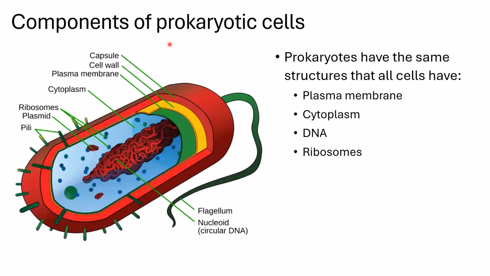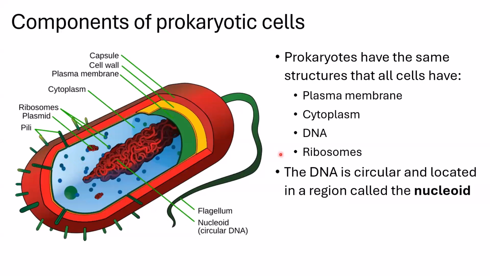Now let's talk about the components of prokaryotic cells. Like all cells, prokaryotic cells have a plasma membrane, colored here in green, a cytoplasm, colored in blue, DNA, colored in red, and ribosomes, represented by these dark blue circles. Prokaryotic DNA is actually circular. You may see what looks like a bunch of tangles here, but if it was to be untangled, it would be a circle, kind of like if you were to untangle a rubber band.